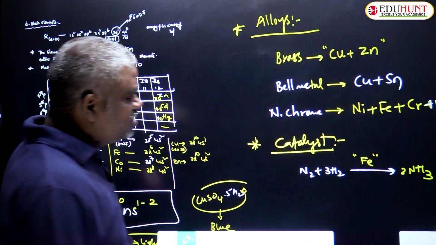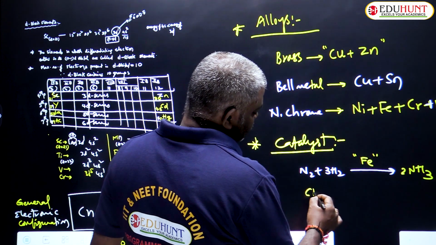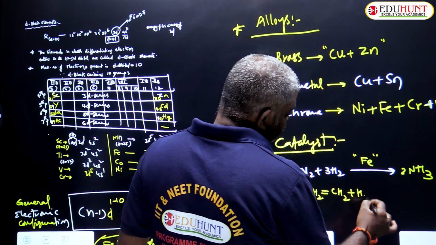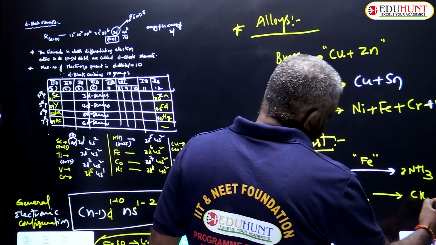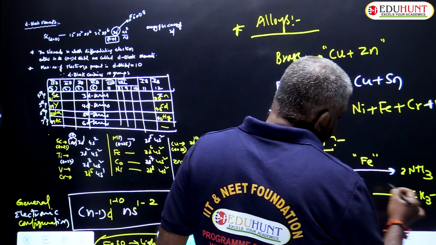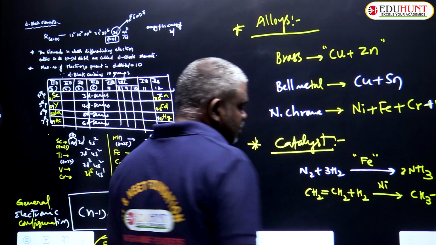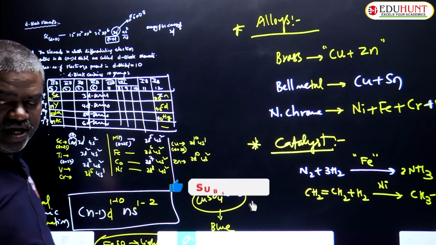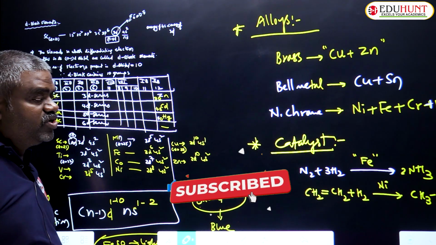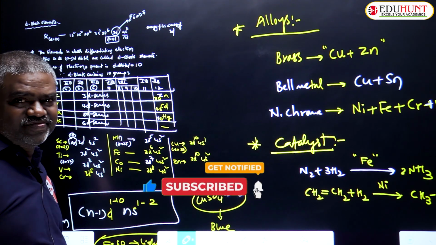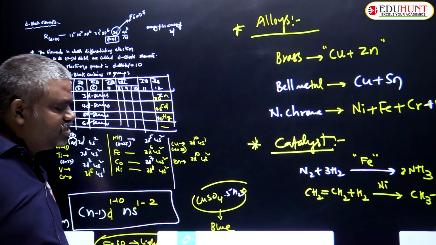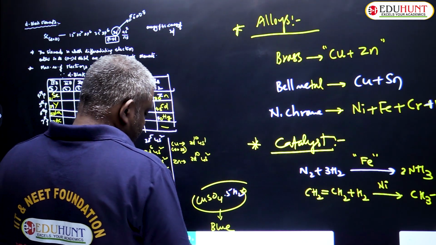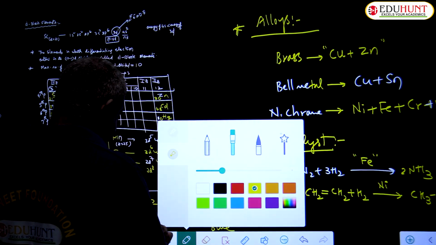In the hydrogenation of oils, for example, take CH2 double bond CH2. When it undergoes hydrogenation, it gives CH3. Here nickel is used. This is called hydrogenation of unsaturated compounds, and nickel is used as a catalyst. So all D block elements act as catalysts. That is another characteristic.